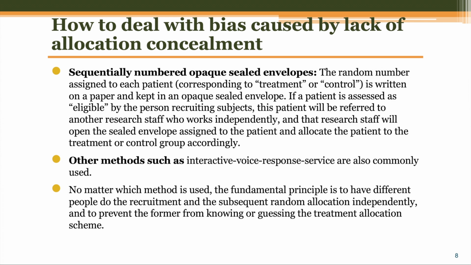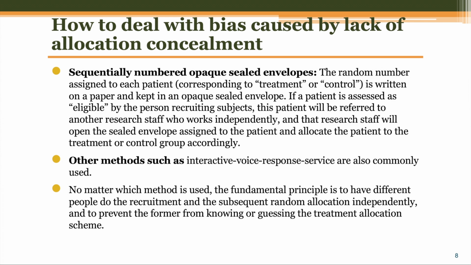One effective method is to use sequentially numbered, opaque sealed envelopes. In this approach, the random number assigned to each patient, corresponding to treatment or control, is written on a paper and kept in an opaque sealed envelope. If a patient is assessed as eligible by the person recruiting subjects, this patient will be referred to another research staff who works independently, and that research staff will open the sealed envelope assigned to the patient and allocate the patient to the treatment or control group accordingly. The envelope ensures that the recruiter remains unaware of the allocation, maintaining the integrity of the process.